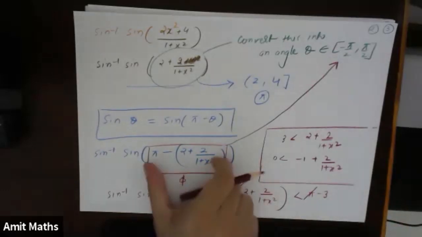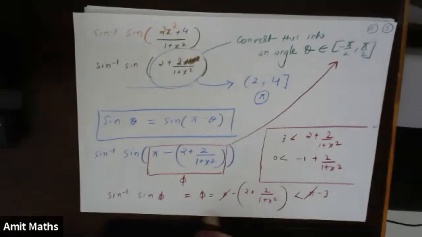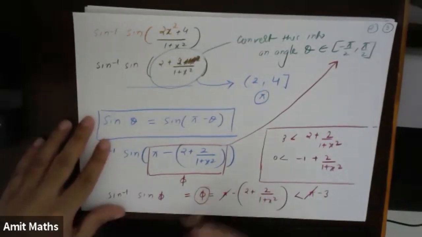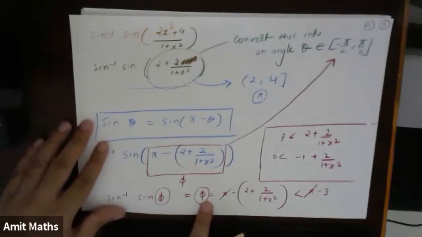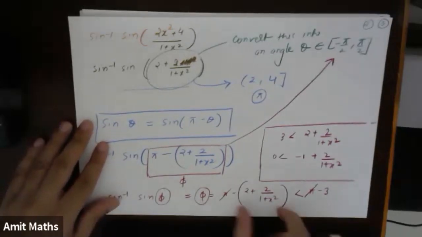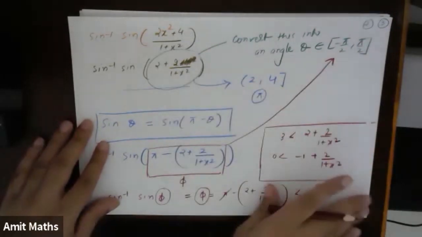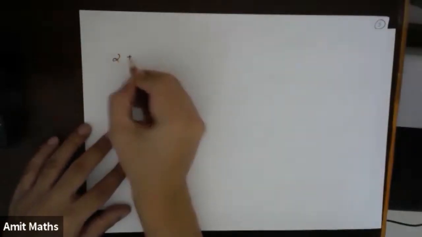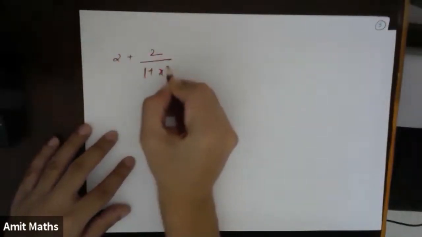Why am I converting this into the principal angle? So that I can get this phi directly outside. And this phi is a function of x square. And why is this between 2 to 4? Why is this between 2 to 4? 2 plus 2 by 1 plus x square.